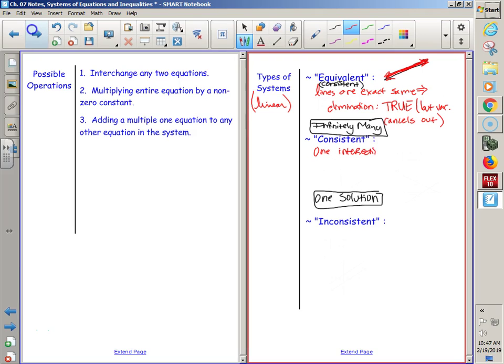Now we know if it's nonlinear, there might be more than one intersection. If we're talking about a two-dimensional system, we're just going to have an x and a y. If we're talking about a three-dimensional system, we could have an x, a y, and a z. That's going to be more like section 7.3.